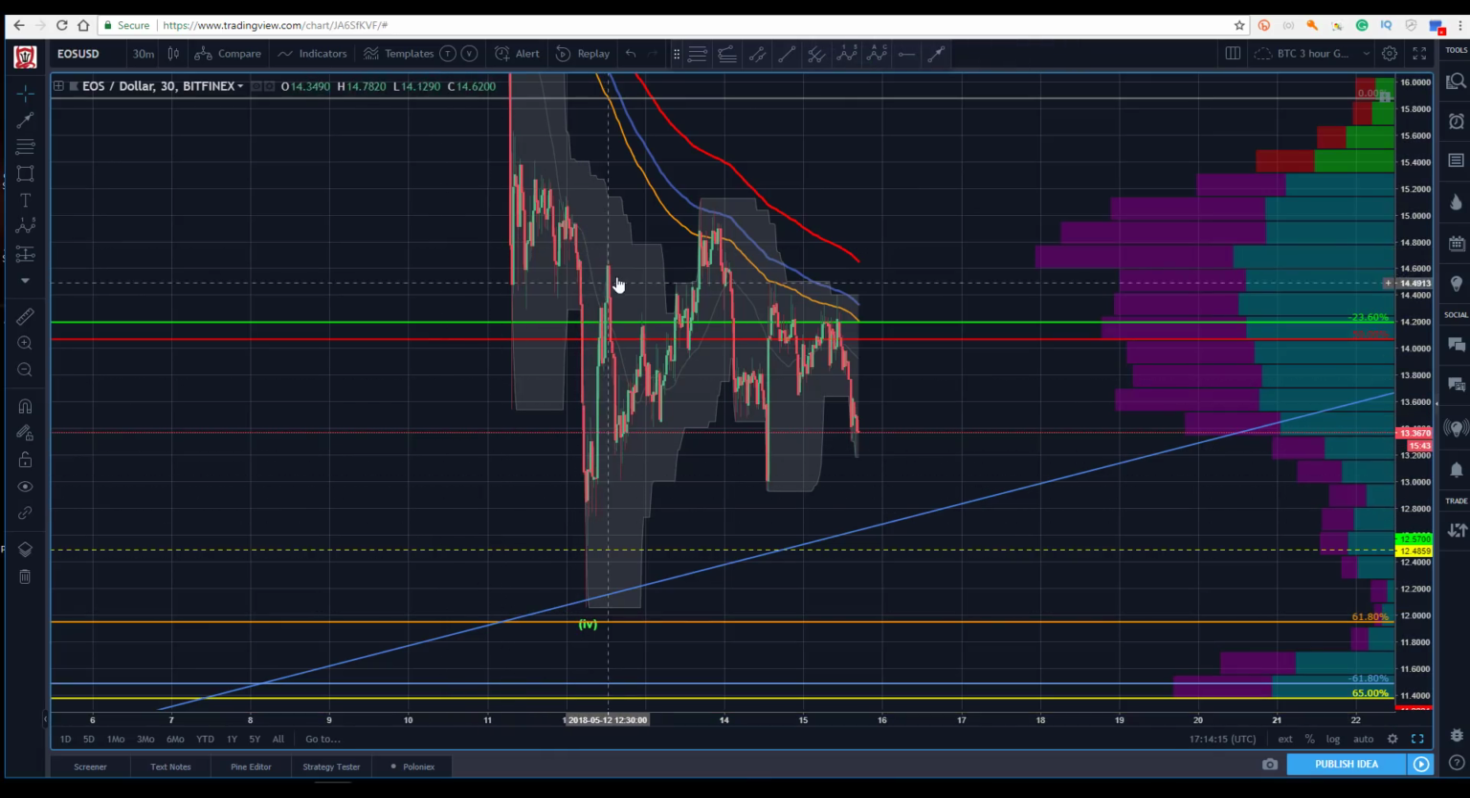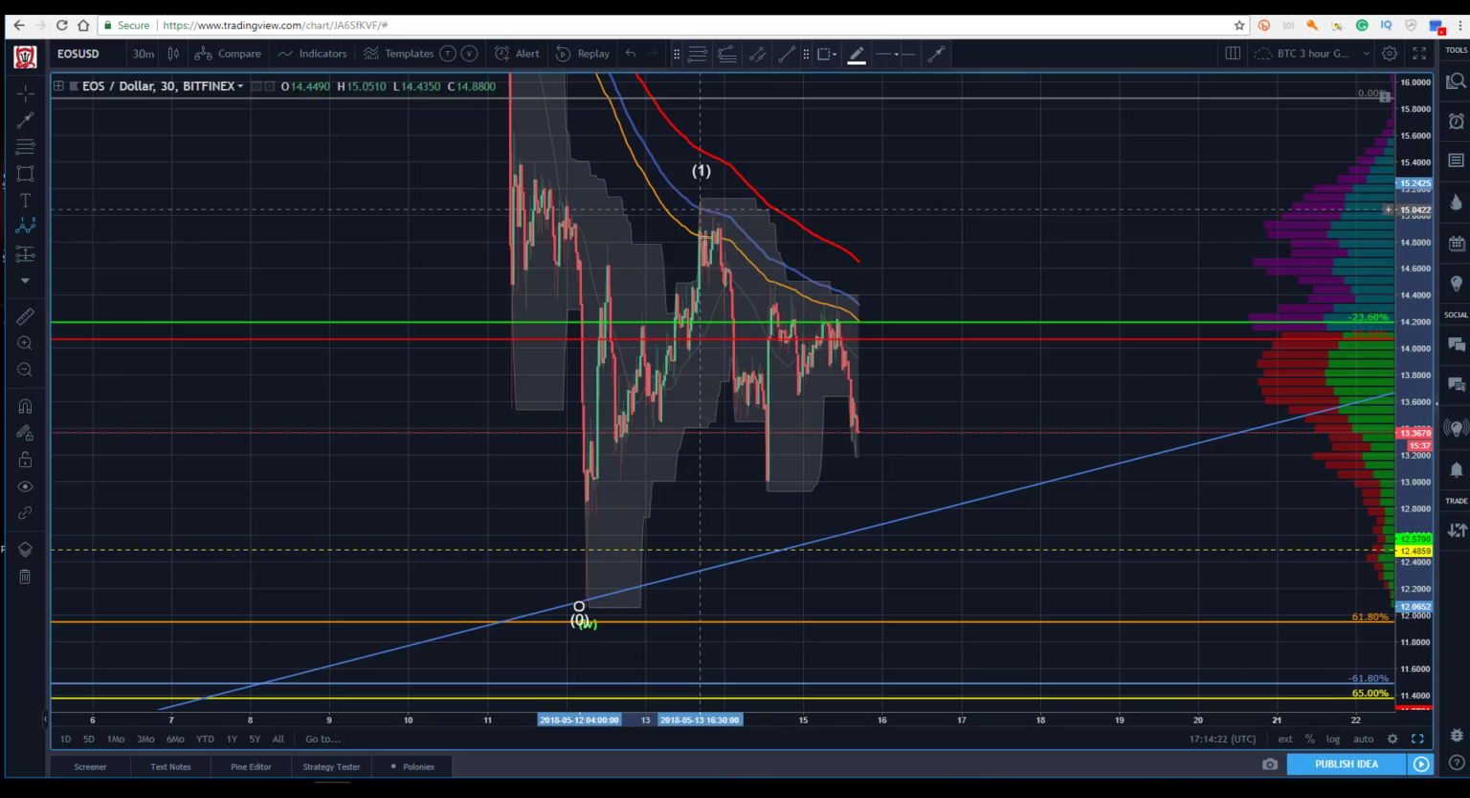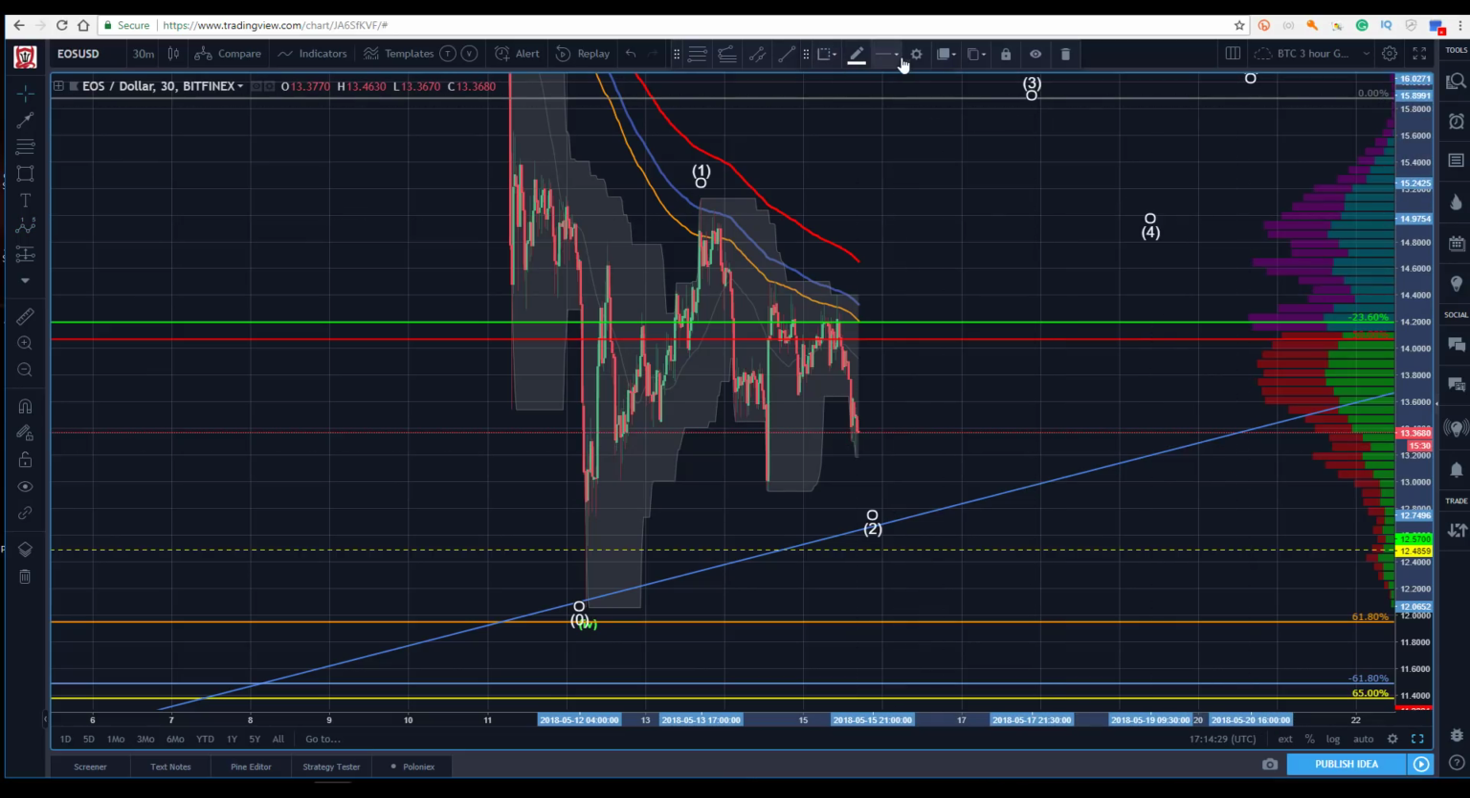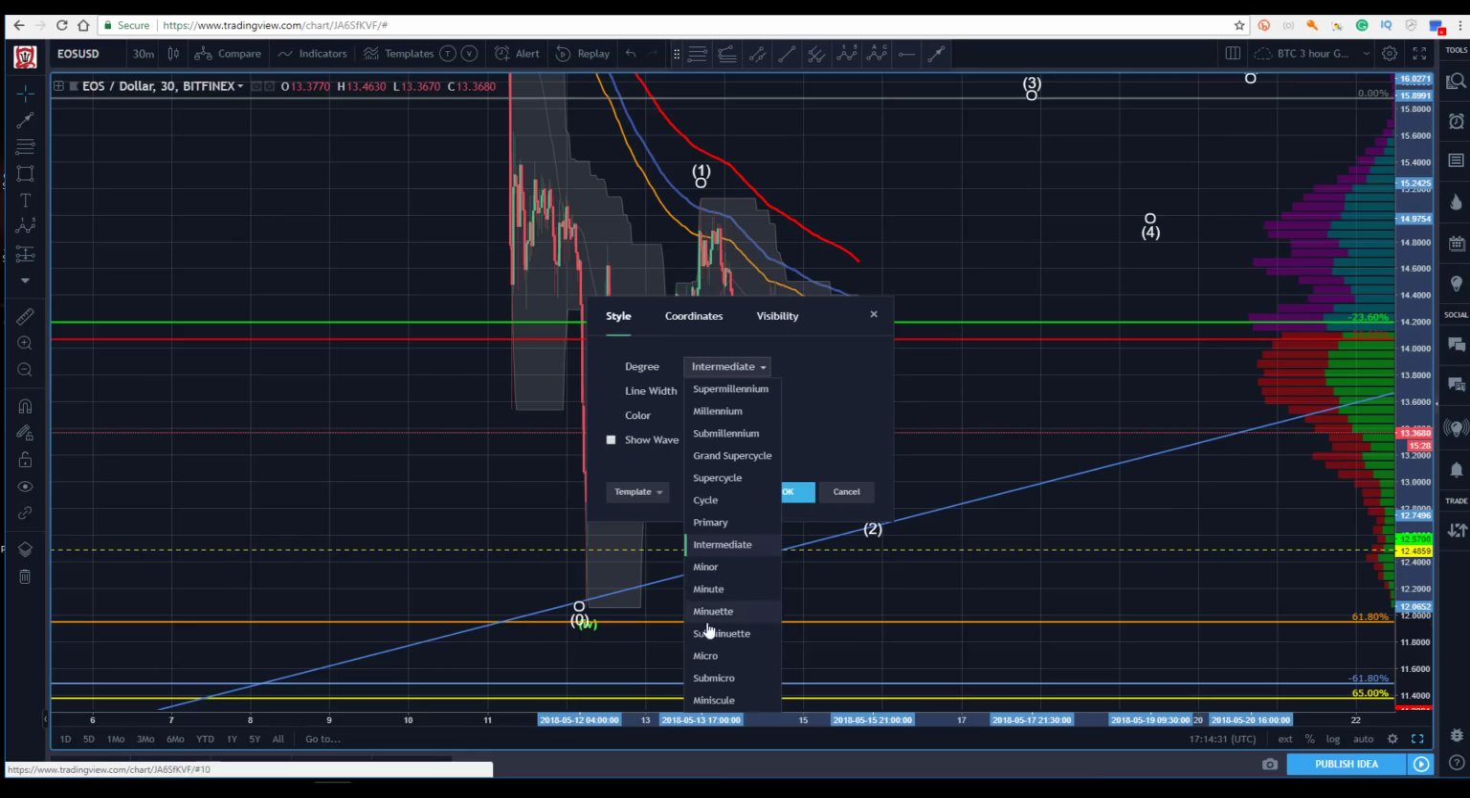1, 2, 3, 4 into a 3-way B. So you've got a contender there for an impulse. So that would be 1, potentially A, B. Well, we'll have to see where that 2 comes in. 3, 4, and 5. Now that degree, of course, is way too high. So let's come down. We'll go to sub-minuet.